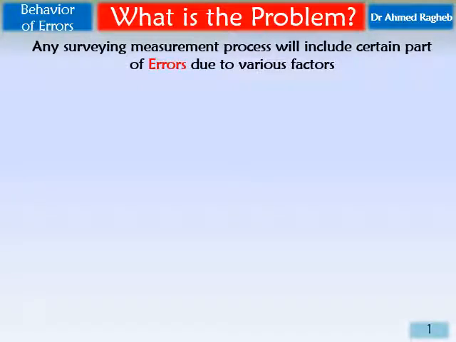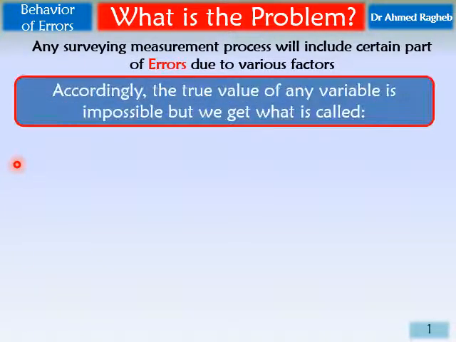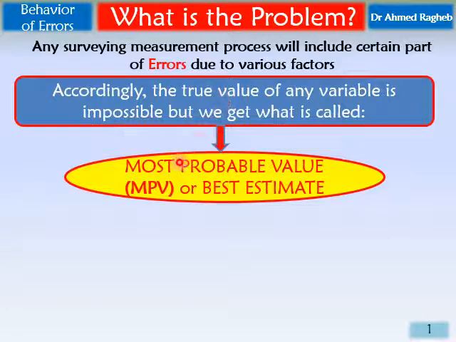Our lecture today will be about the behavior of errors. We're going to get suspicious. So we're going to consider that we can't obtain the true value of any variable due to the existence of errors. And what we can get is what we call the most probable value, القيمة الأكثر احتمالا, or what we call the best estimate.